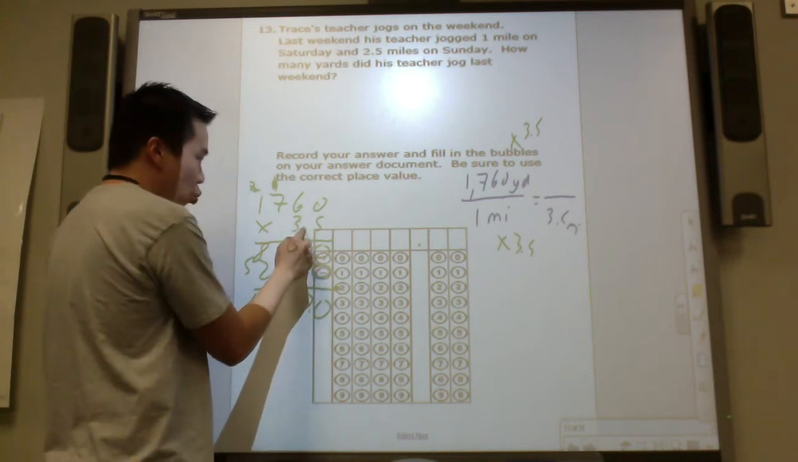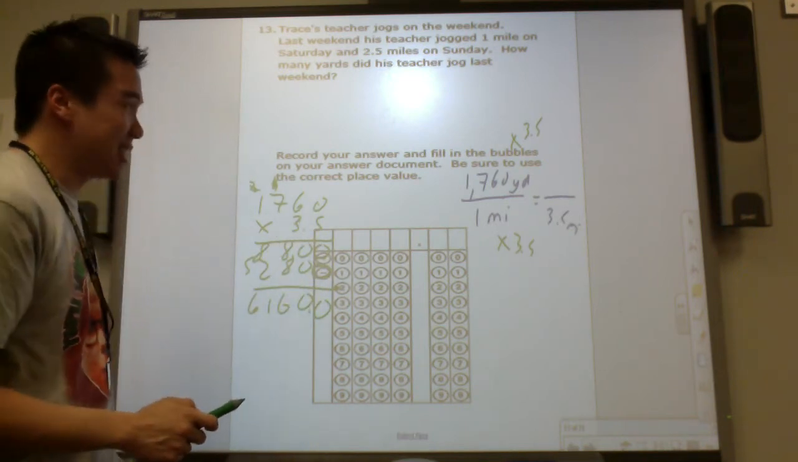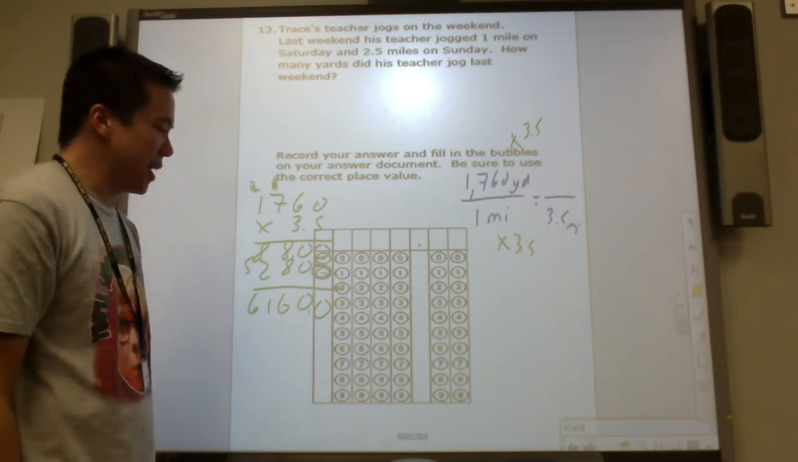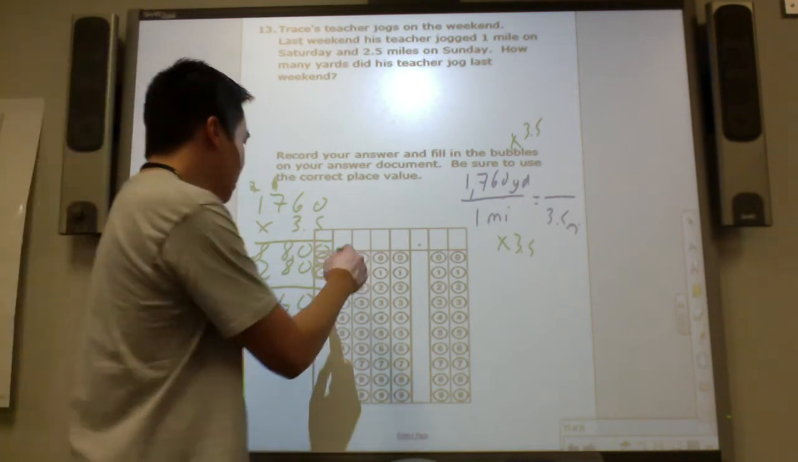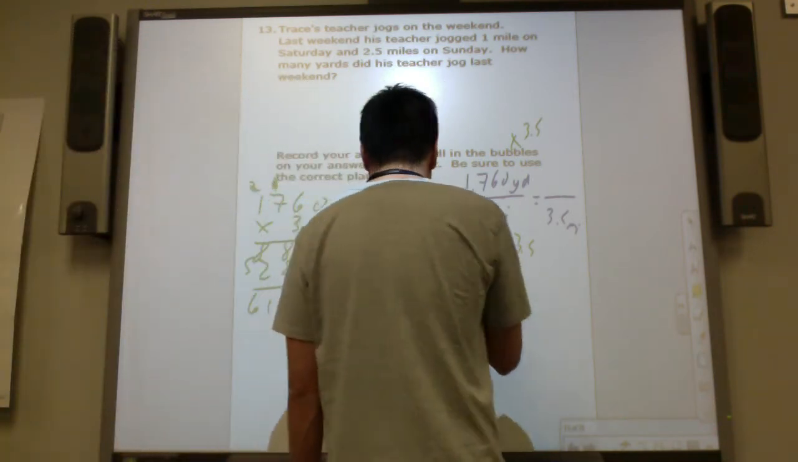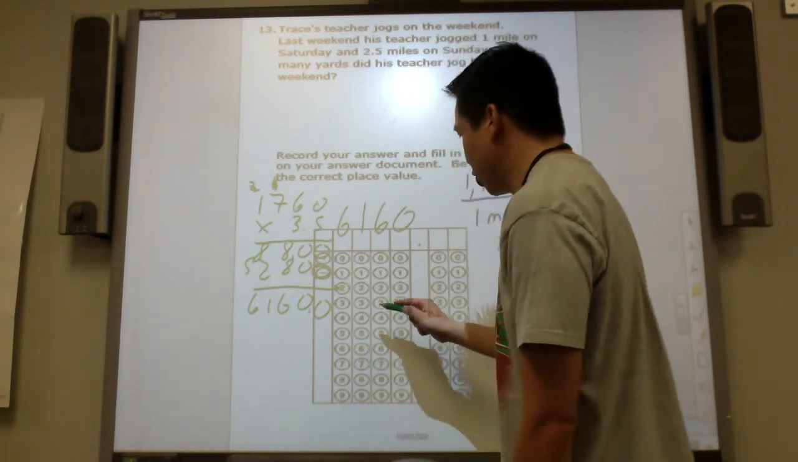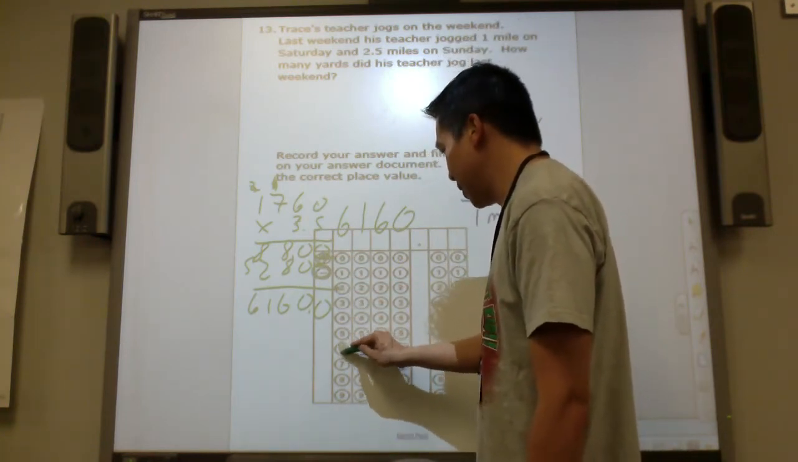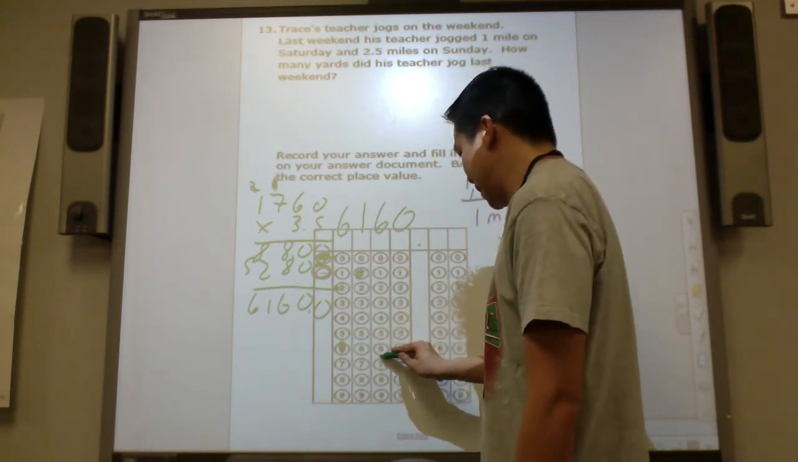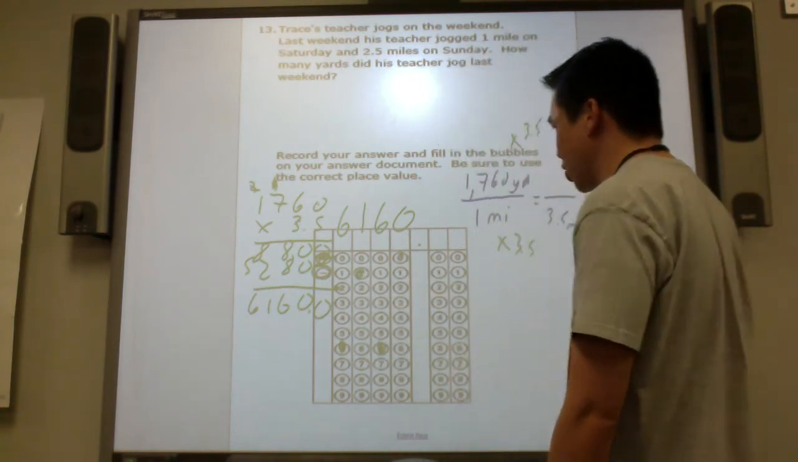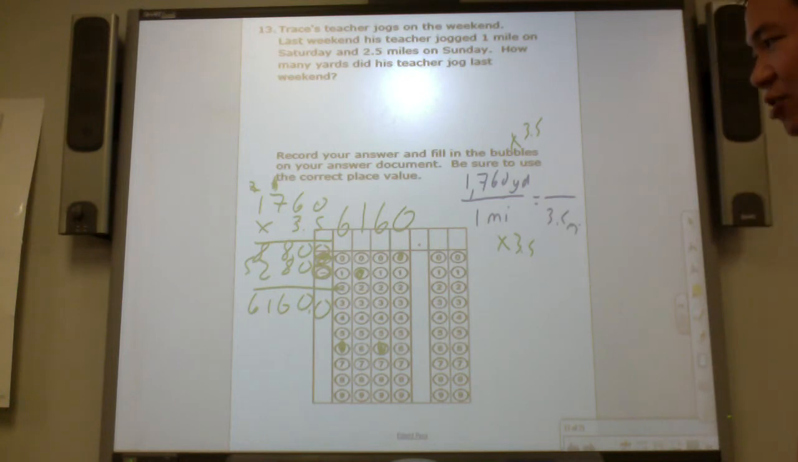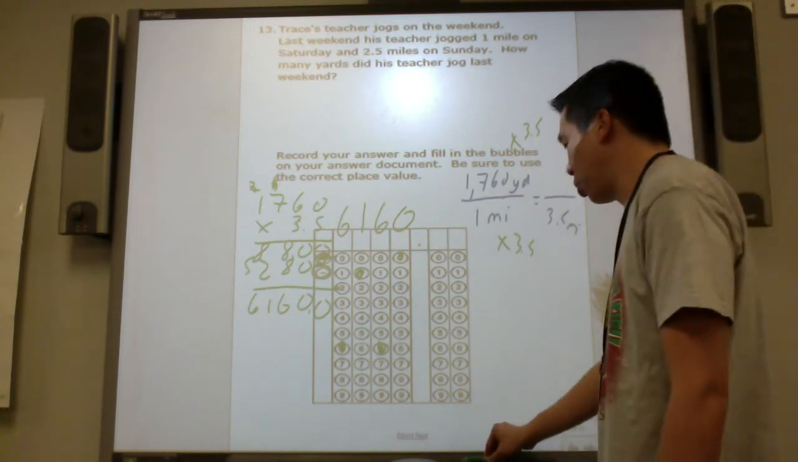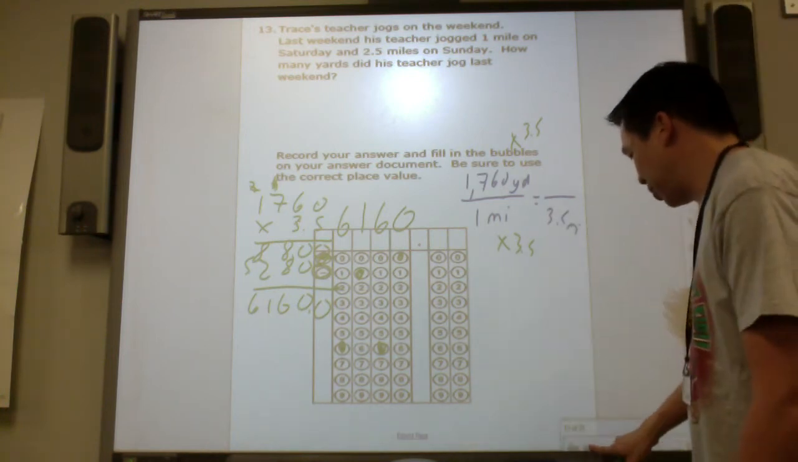There's one number in the tenths place, so the decimal has to be in the tenths place. So it's 6,160 yards. So bubble in the positive, bubble in the 6, the 1, the 6, and the 0. There are 6,160 yards for every 3.5 miles.